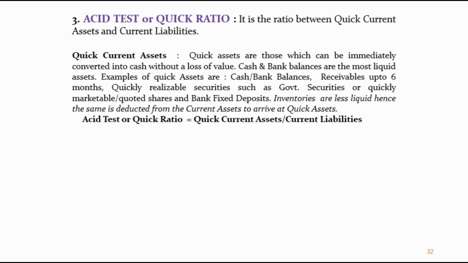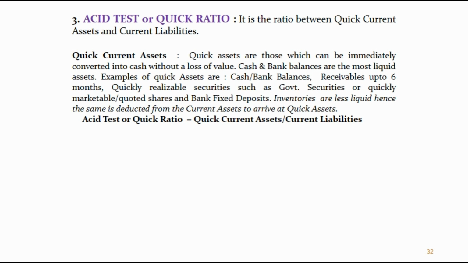Acid test or quick asset ratio. It is a ratio between quick current assets and current liabilities. So, quick current assets are those which can be immediately converted into cash without a loss of value. Cash and bank balances are the most liquid assets. Examples of quick assets are cash, bank balance, receivables up to 6 months, quickly realizable securities such as government securities or quickly marketable quoted shares, and bank fixed deposits. Inventories are less liquid, hence the same is deducted from current assets to arrive at quick assets.